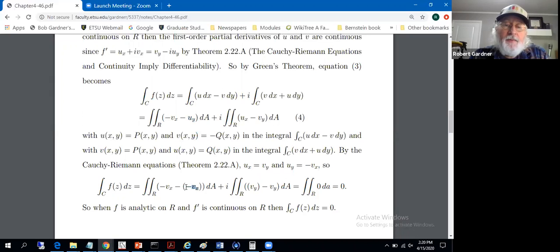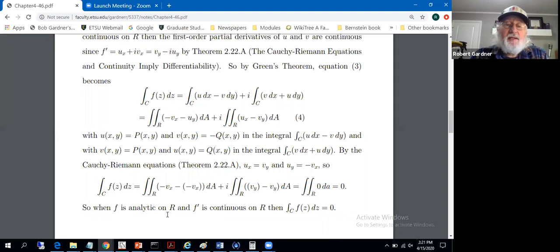So let's plug negative v sub x in for u sub y. And let's do a similar thing for u sub x. U sub x is v sub y. Let's make that substitution. So I've taken equation 4. The two terms with extra parentheses around them have been substitutions based on the Cauchy-Riemann equations. They're good substitutions because negative v sub x minus negative v sub x is 0. V sub y minus v sub y is 0. Both of these have integrands of 0. So the integral is 0.